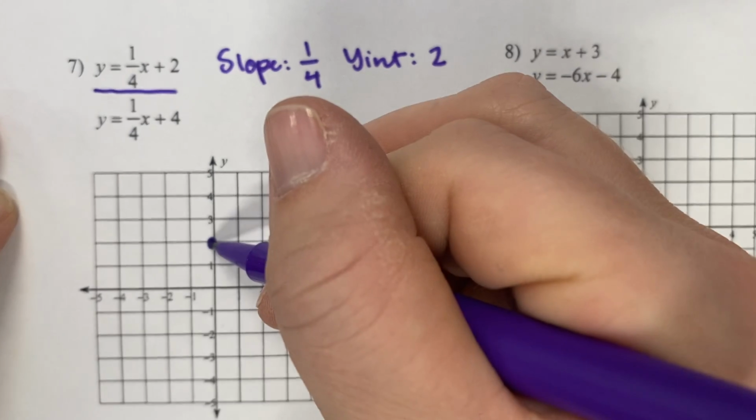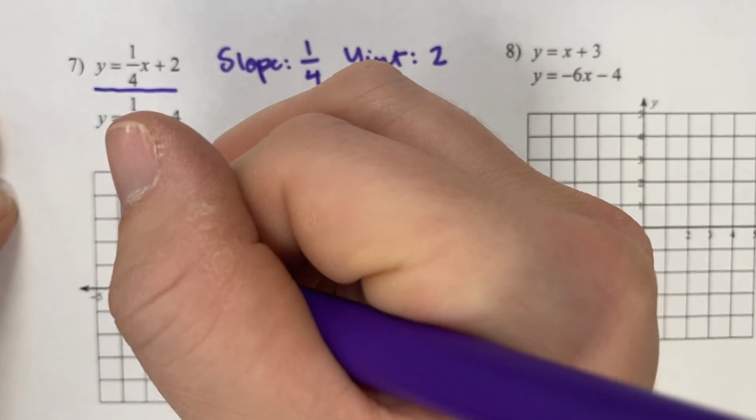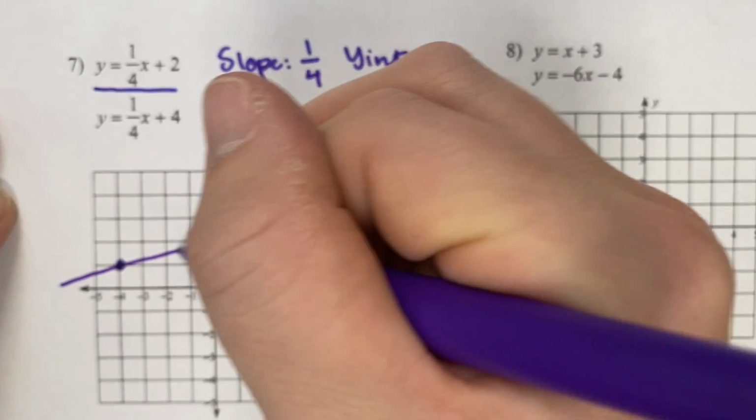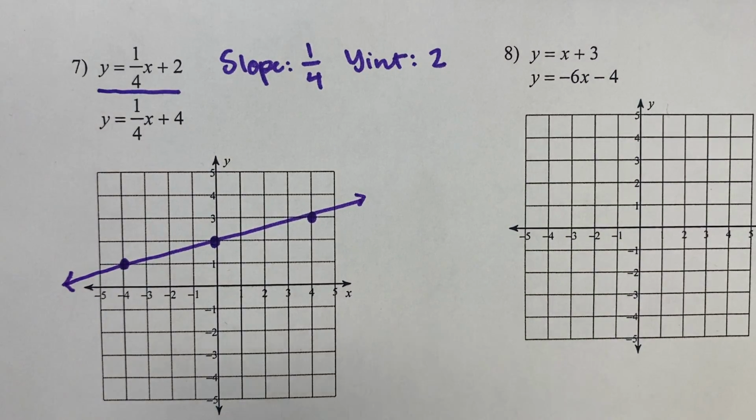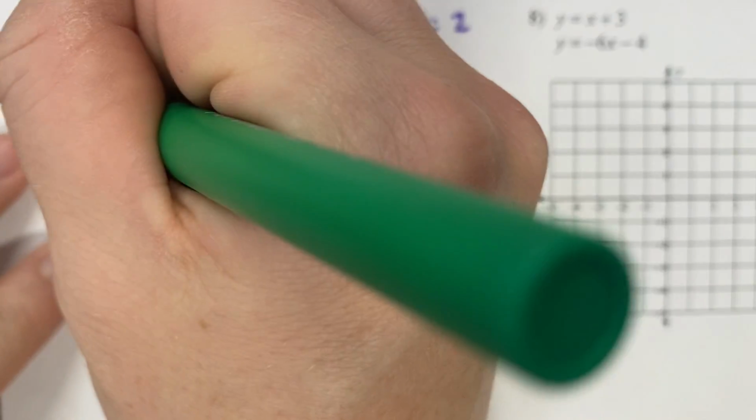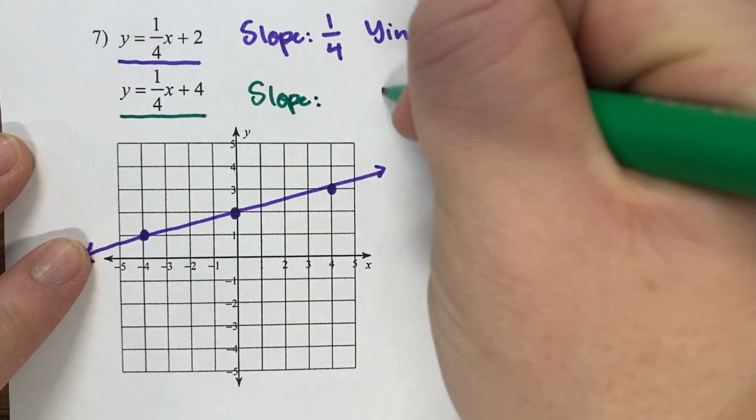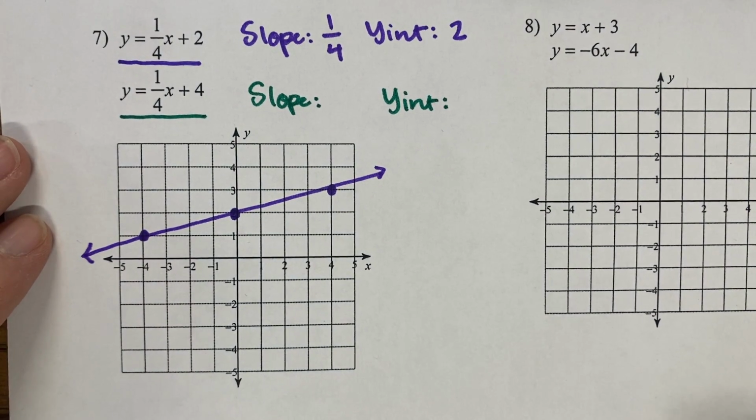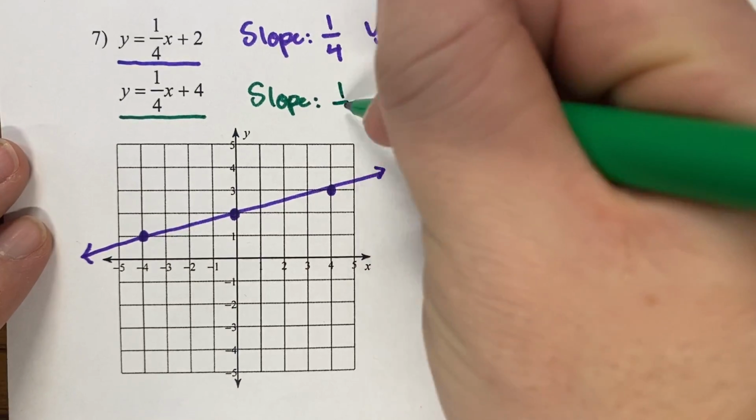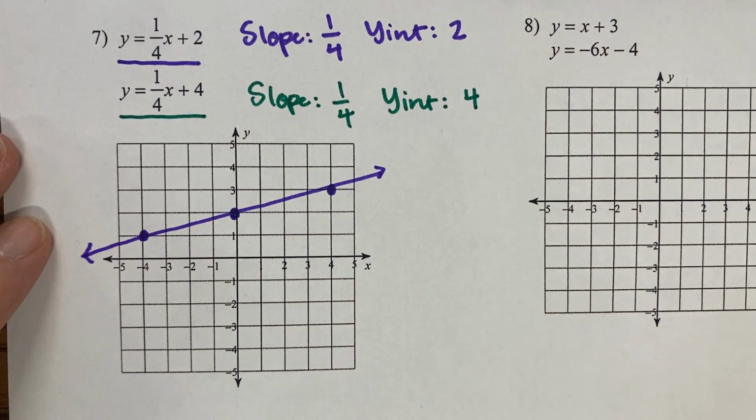Okay, maybe let's go backwards just to give ourselves another point. Down 1, back 4. 1, 2, 3, 4. Still creates that straight line. And there we go. Okay, now let's do our green line. Slope and y-intercept. Okay, so again, my slope is 1/4, and my y-intercept is +4.